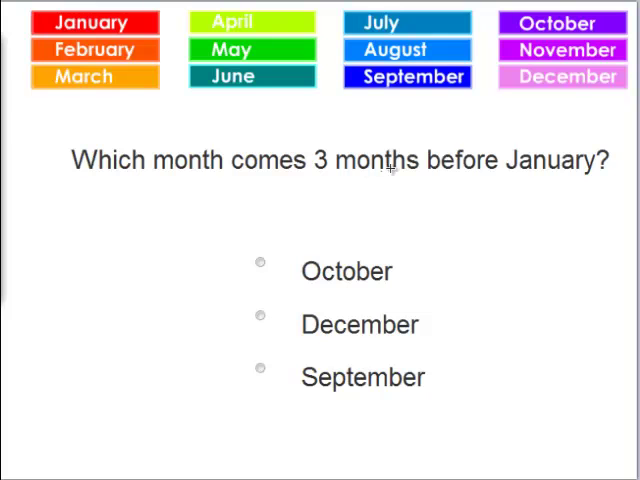Which month comes 3 months before January? Here's January, so let's go backwards 3. 1, 2, 3, which would be October. October comes 3 months before January.